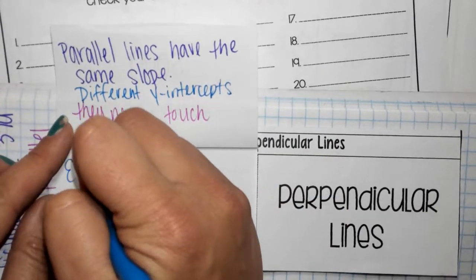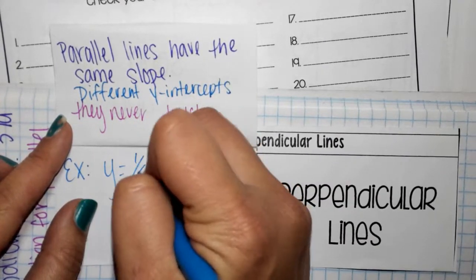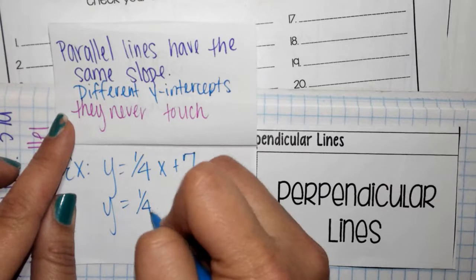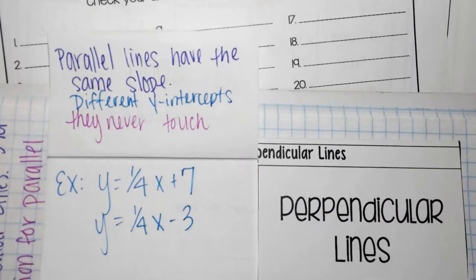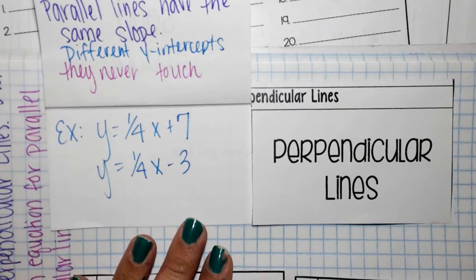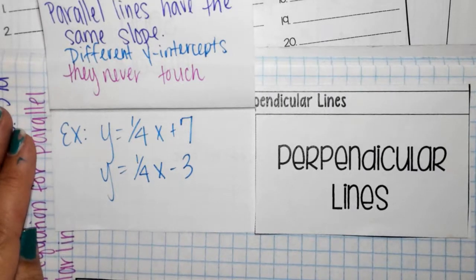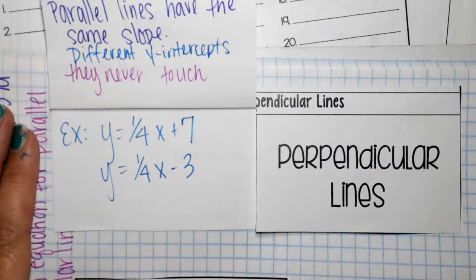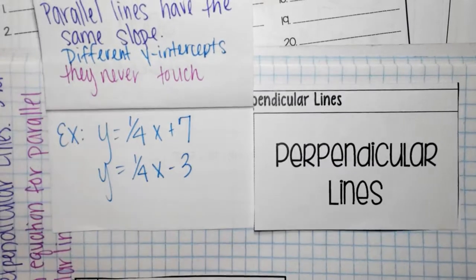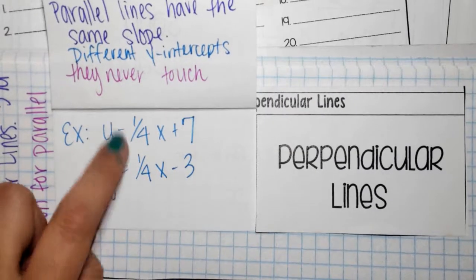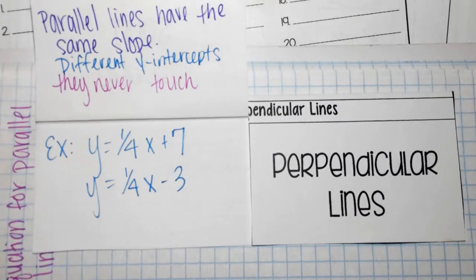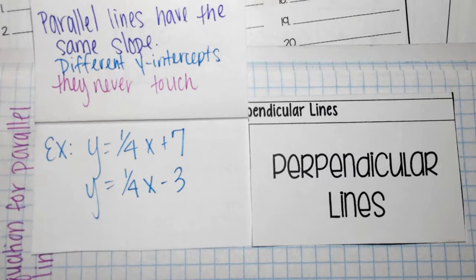Alright, so an example would be y equals 1/4 x plus 7. And y equals 1/4 x minus 3. Now, why are these two lines parallel? They have the same slope. What's our slope here? 1/4. It's not over anything because we're not cows. No, 1/4, right? And they have different y-intercepts. Now, will these ever touch? No. Will they run side by side forever? Yes. To infinity and beyond?